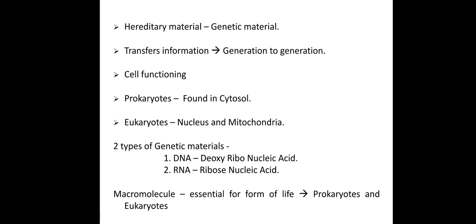And the genetic material that we find in organisms, either in plants, animals, viruses, or even bacteria, can be of two types. One is DNA, the other one is RNA. DNA, deoxyribonucleic acid, and RNA, ribonucleic acid. These nucleic acids or genetic materials are macromolecules, and they are essential for life both in prokaryotes as well as in eukaryotes. So in this chapter and in coming chapters, we are going to discuss these two types of nucleic acids as genetic materials as well as the master controllers of the cell.